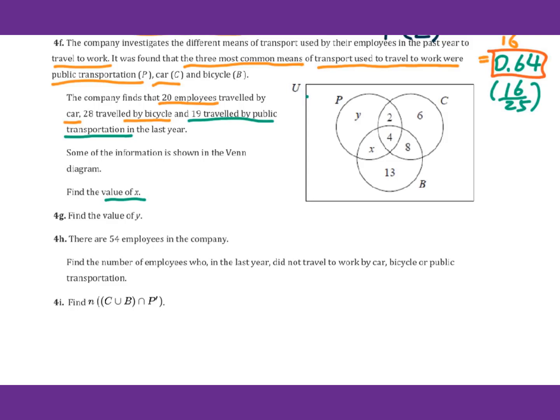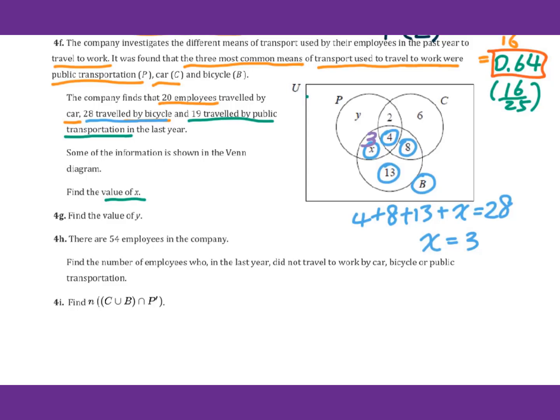According to the given information, we know that for bicycle altogether is 28 traveled by bicycle. In other words, you add 4, you add 8, you add 13, then you add this x, equals 28. 4 plus 8 plus 13 plus x equals 28. So you will get x equals 3. We label 3 here.